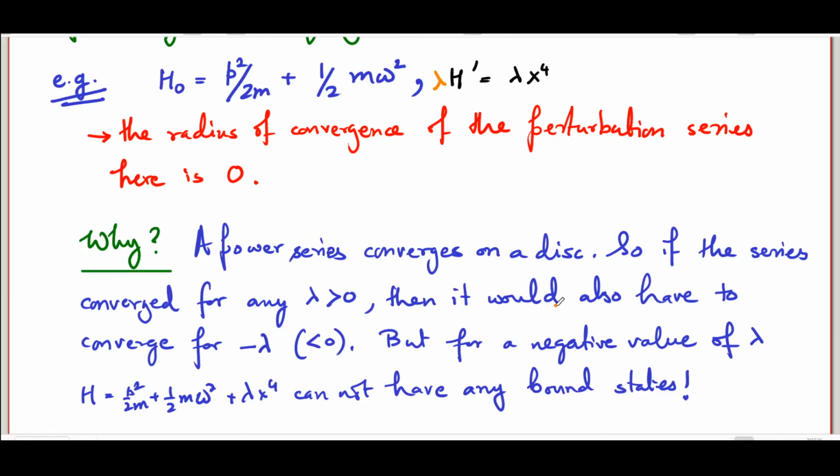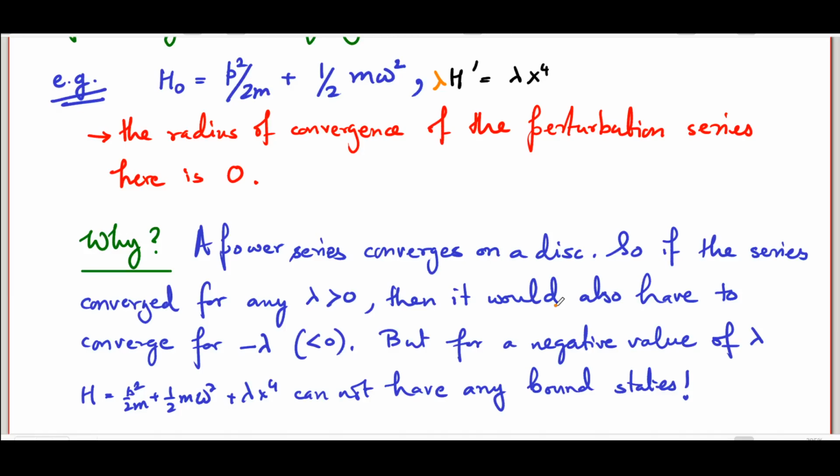So, if your series did converge for a positive value of lambda, it would also have to converge for a negative value. But for a negative value of lambda, the Hamiltonian, p squared by 2m plus half m omega squared x squared plus lambda x to the 4, cannot have any bound state, because the lambda x to the 4 term in the potential makes the potential drop out to minus infinity for a negative lambda for large enough x. But if the series had converged for positive lambda, it would have predicted an energy eigenstate also for negative lambda, which is impossible.